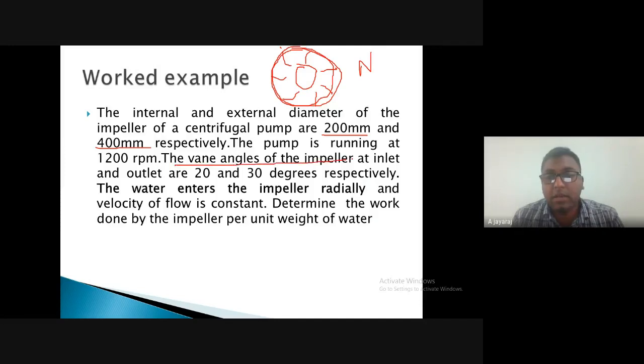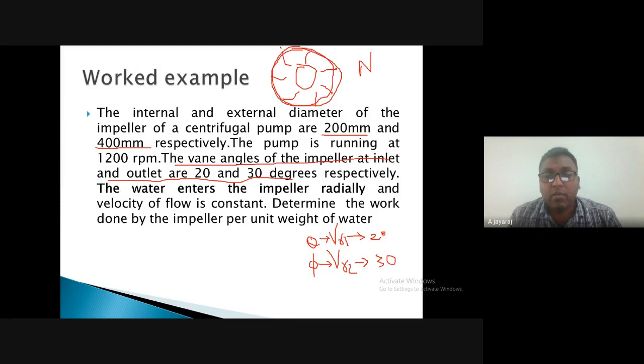The vane angles of the impeller at inlet and outlet are 20 and 30 degrees respectively. What does this mean? Vane angle is nothing but the blade angle. The vane angles at the inlet and outlet are theta and phi. We had learned that theta and phi are the angles made by the relative velocity at the inlet and at the outlet. So phi is the angle made by the relative velocity at the exit, and theta is the angle made by the relative velocity at the inlet. They are called the vane angles. Theta is the vane angle at the inlet, that is 20 degrees, and phi is the vane angle at the outlet, that is 30 degrees respectively.